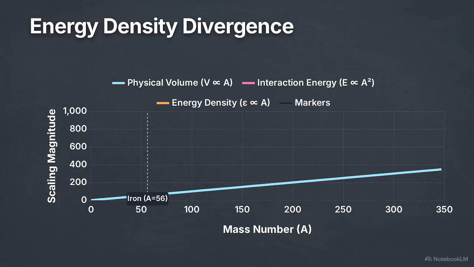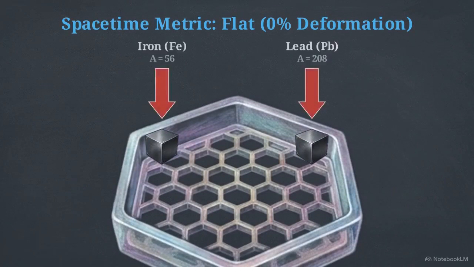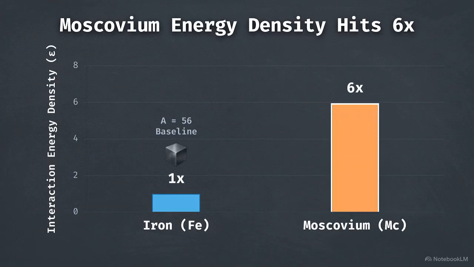This line chart compares these two variables. Because energy density is the ratio of energy to volume, the squared scaling forces the local interaction energy density to spike exponentially as you move up the periodic table. For lighter elements like iron or lead, the energy density remains too low. They lack the physical mass required to overcome the topological stiffness of a vacuum lattice, meaning the spacetime metric remains entirely flat.